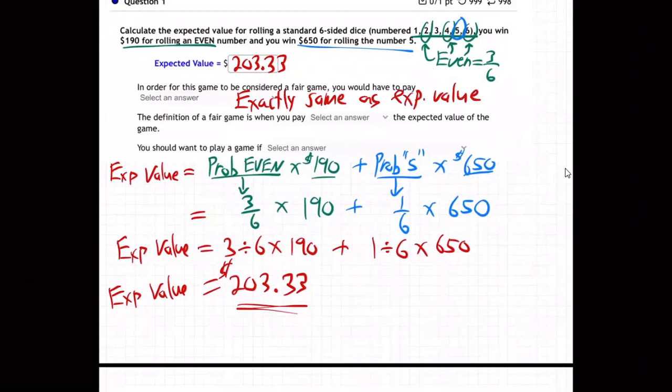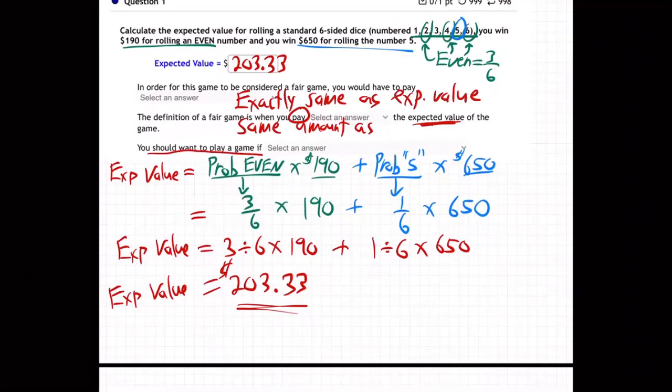And the next one says, the definition of a fair game is when you pay, what is the exact word they use there? I don't remember precisely. They use the same amount as, okay. The same amount as the expected value. So that's a fair game when you pay to play the game and it's the same amount as what you expect to win. And then the final question, you should want to play this game.